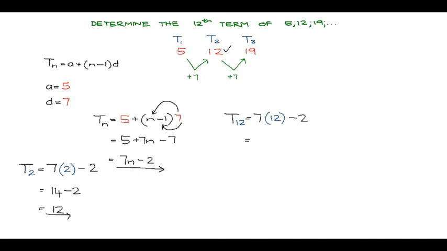7 times 12 is 84. 84 minus 2 is 82. There we go. Therefore T12 is equal to 82. Well done, guys. That wasn't so hard now, was it? Cool.